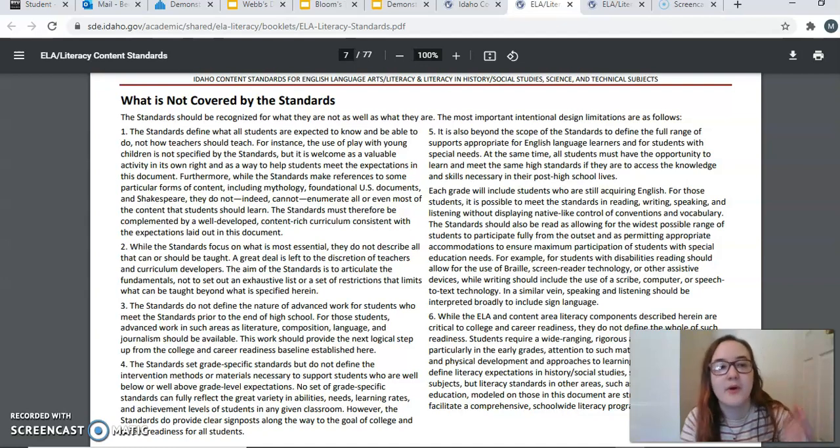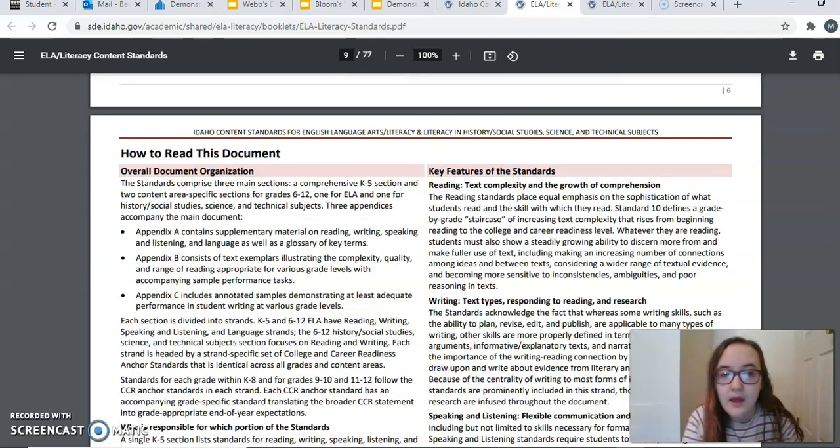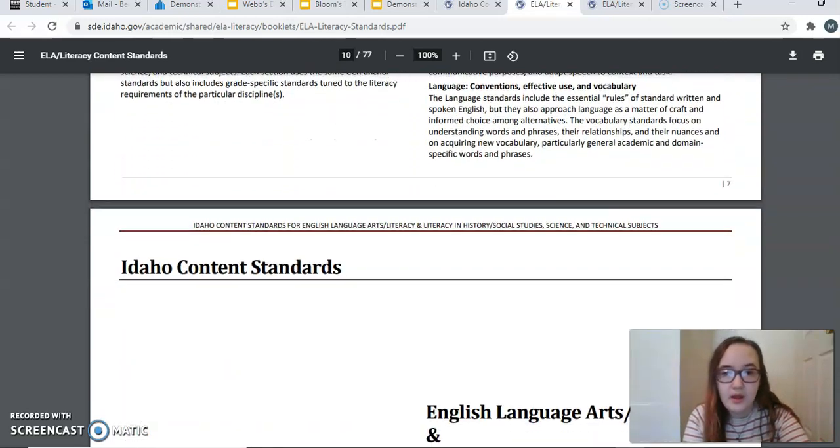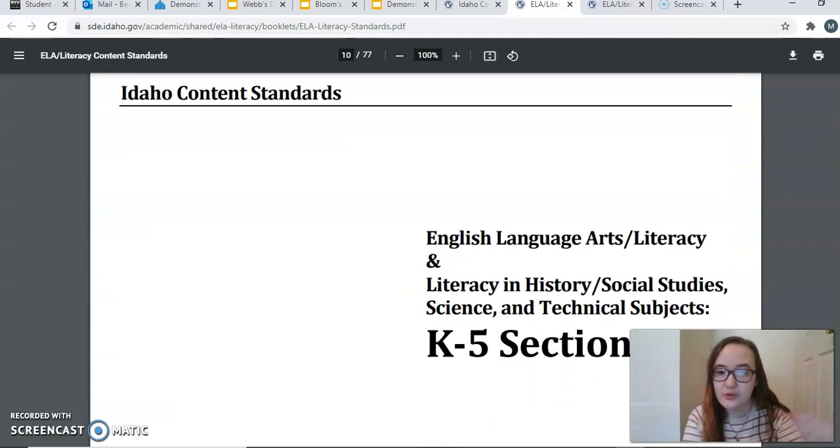So, for example, number 1, the standards define what all students are expected to know and be able to do, and not how teachers should teach. So as a teacher, you aren't specified how you have to teach. You are given the general content guidelines. This is what you are expected to teach your students. Now it is up to you to figure out a way to teach it to them in a way that is effective. And then you are taught how to read the document overall. And then it takes us into the content standards for each grade.